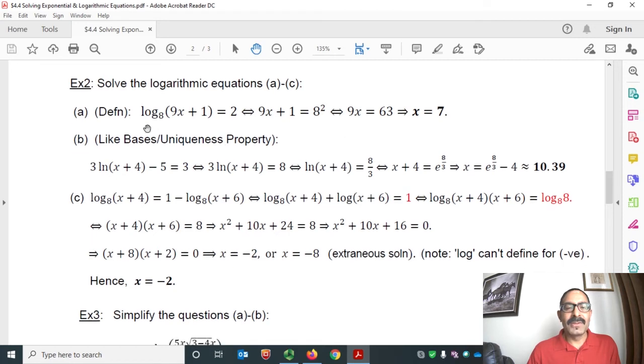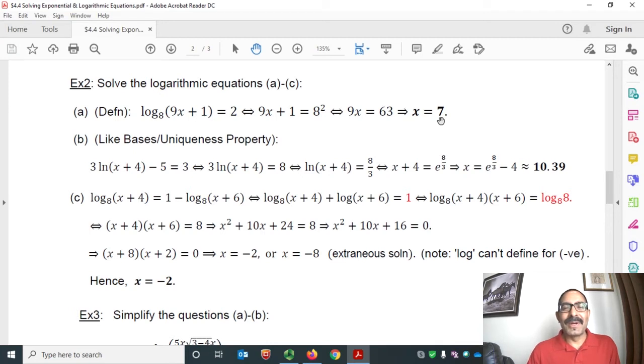Part A, solve log of 9x plus 1 with base 8 equals 2. So then use the definition. Its equivalent form in exponential is 9x plus 1 equals 8 raised to the power 2. The next step, 8 raised to the power 2 means 64. Subtract 1 is 63. 9x as it is on our left hand side. And to find the value of x, divide both sides by 9, and it turns out that x equals 7. I hope this makes sense to you all.